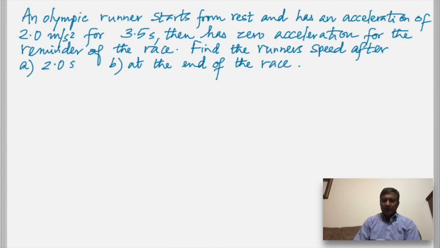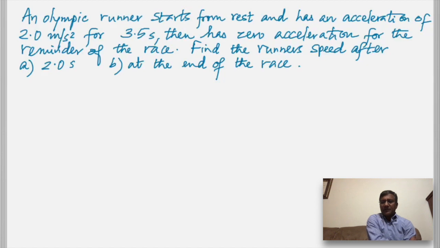Here an Olympic runner starts from rest and has an acceleration of 2.0 meter per second squared for 3.5 seconds, and then has zero acceleration for the remainder of the race. So in a race they try to have maximum acceleration and then try to maintain that. So for 3.5 seconds this is the acceleration, and then there is no acceleration, which means the runner keeps running at the same speed for the remainder of the race. Find the runner's speed after 2.0 seconds and at the end of the race.